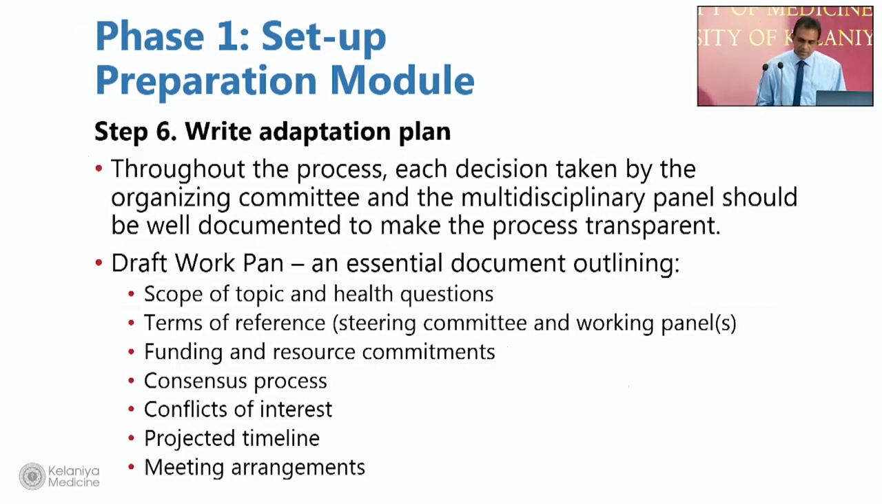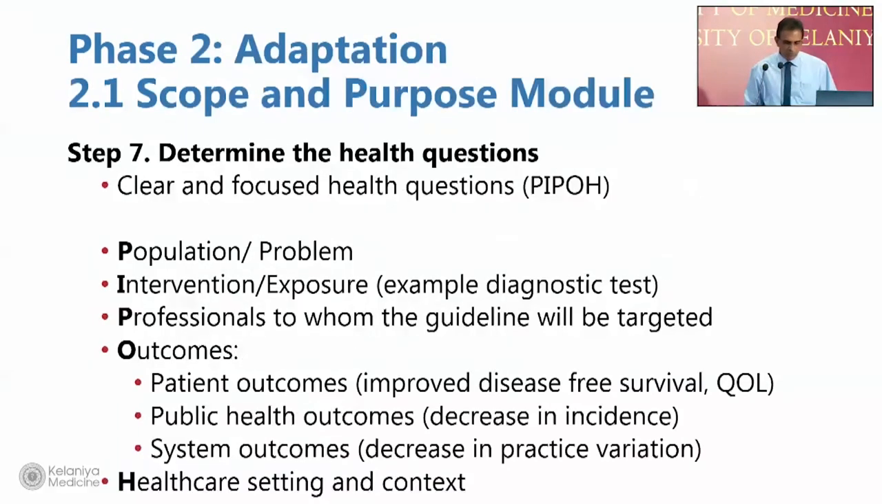Then the sixth step is to write the adaptation plan. Each decision taken by the organizing committee and the multidisciplinary panel should be well documented to make the process transparent. So the adaptation plan includes the scope of the topic and the health questions, terms of reference, funding and resource commitments, consensus process, conflicts of interest, projected timeline, and meeting arrangements.